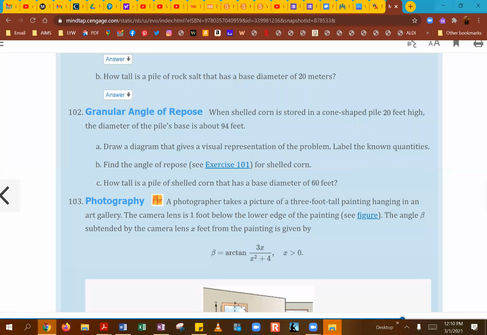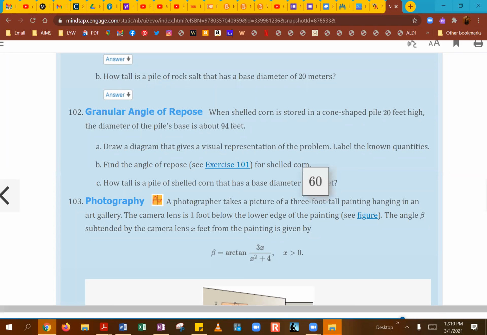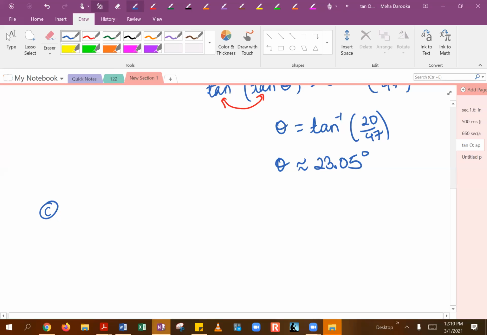And then part C, they're actually changing the value on us. So for part C, they are saying, how tall is a pile of shelled corn that has a base diameter of 60 feet? So they're actually keeping the height of the pile the same at 20 feet, but instead of having 94 feet as the diameter, they want to know what happens with 60 feet.